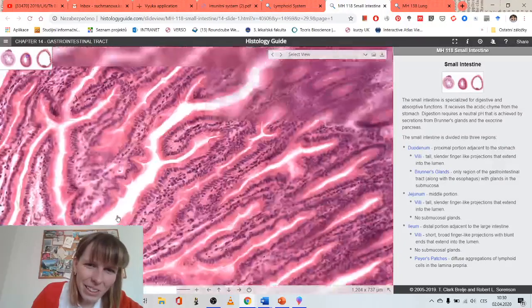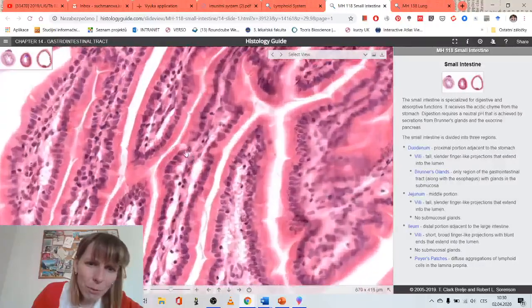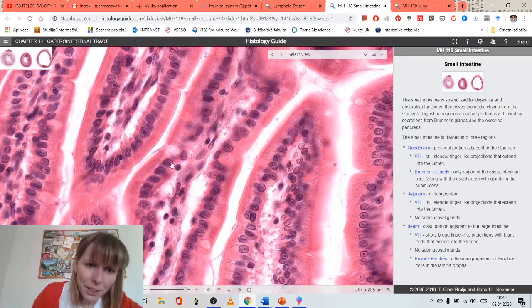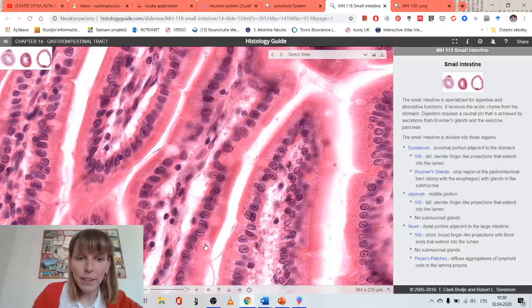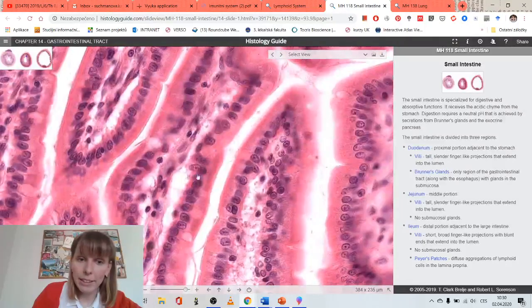So let's take a look if we have a nice example, for example here. These are the enterocytes, normal columnar cells with brush border, and this would be a goblet cell. The nucleus is pushed to the bottom, and you have accumulation of mucus that's being produced into the space between the villi, so it's very lightly stained. So goblet cells are part of the protection of your intestine as well.